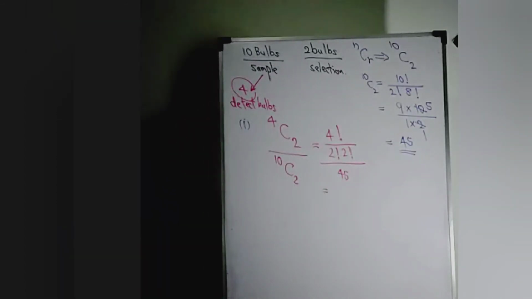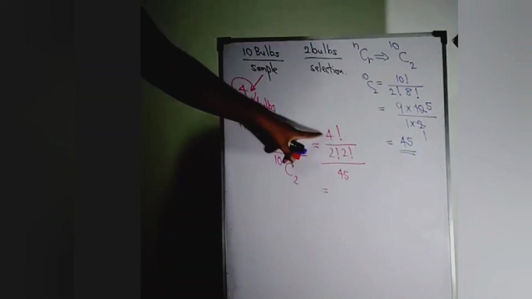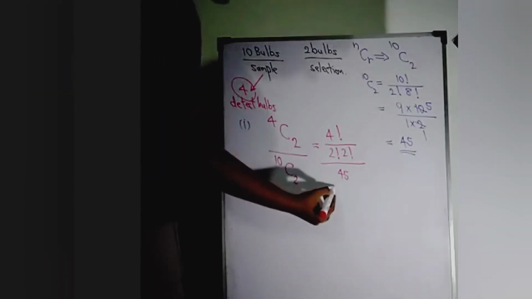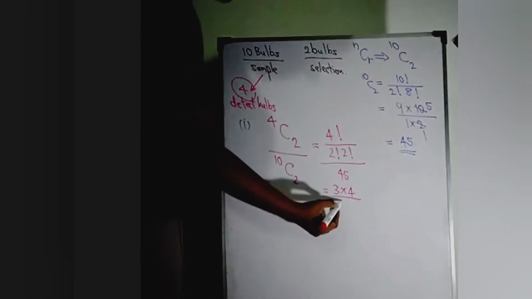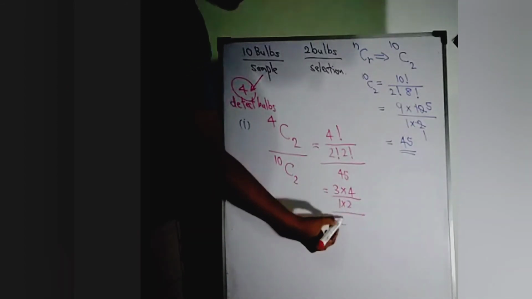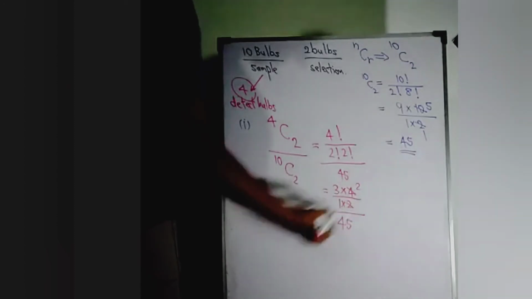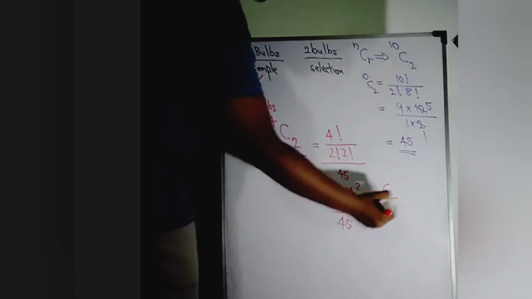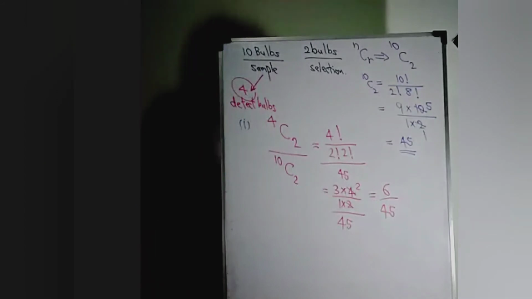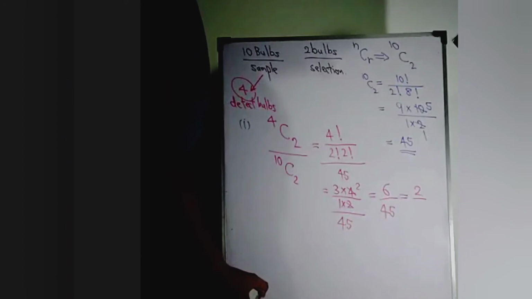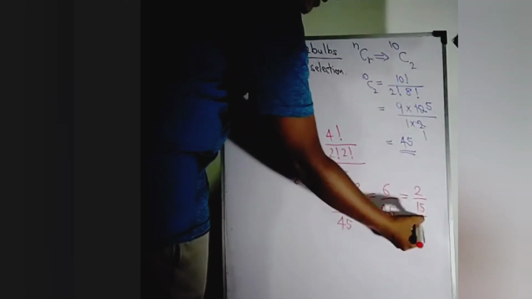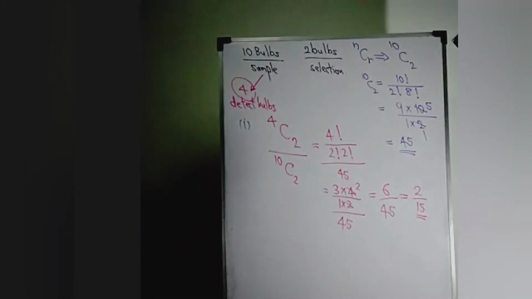Now you can simplify. 2 factorial, cancel 1 and 2. The remainder is 3 into 4, divided by another 2 factorial, which is 1 into 2. You can simplify these two. Numerator is 3 times 2, 6. 6 over 45. The equivalent fraction is 2 over 15. 2 over 15 is the probability of selecting both defective bulbs.